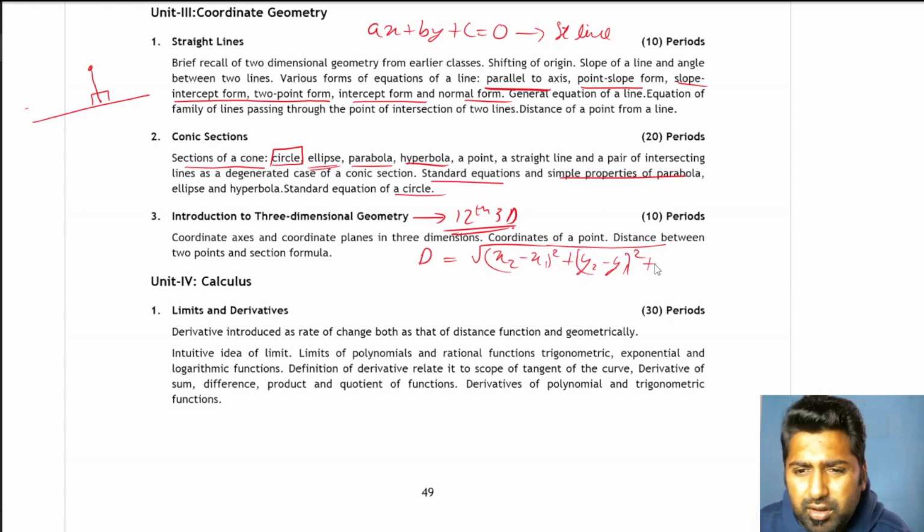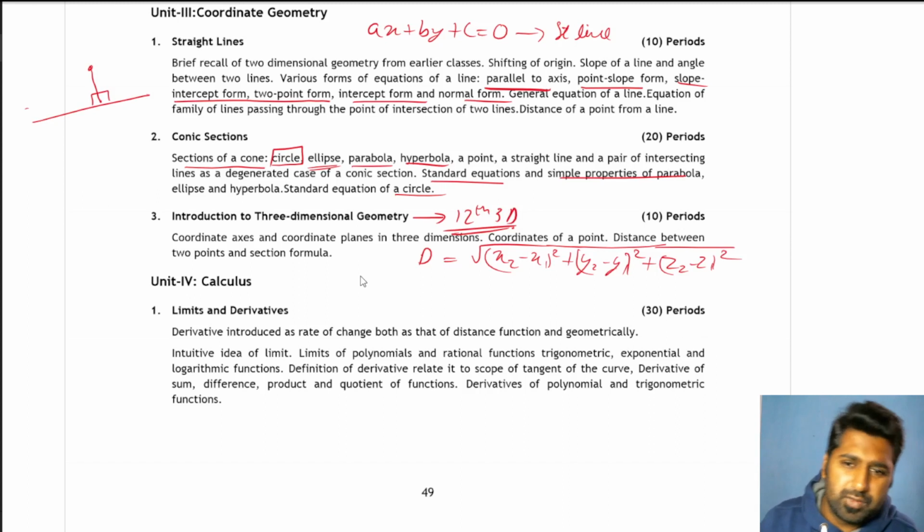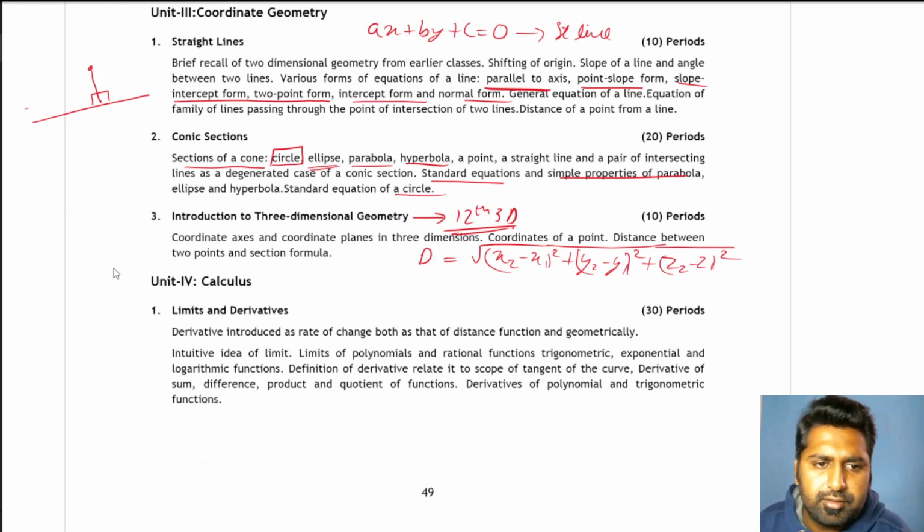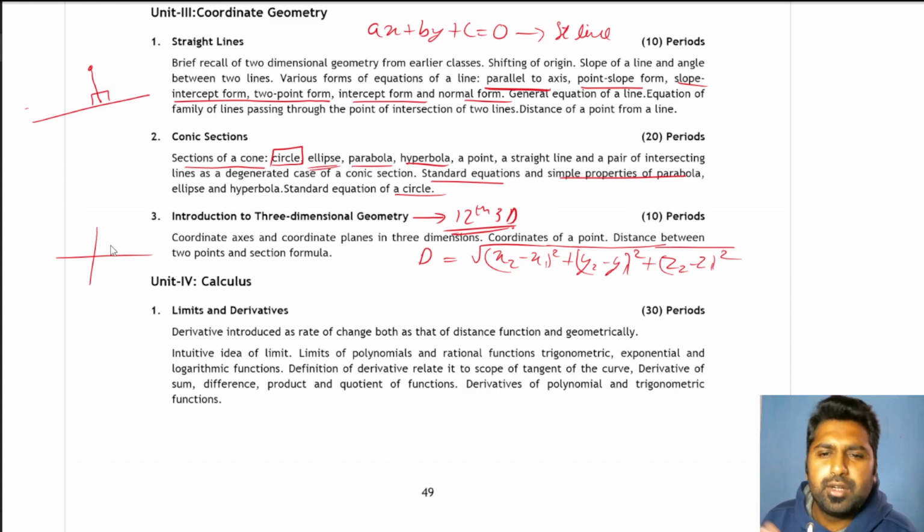Then Z will also be involved, so it's just an extension of the formula. That's it. There was a section formula also known as... the same thing, the section formula you used to do on the x-axis, y-axis, the same thing we have to do on the z-axis also. And we have to understand the coordinate system. Like if I divide the xy plane, it becomes 4 quadrants. But if we talk about 3D, it is basically known as octant.